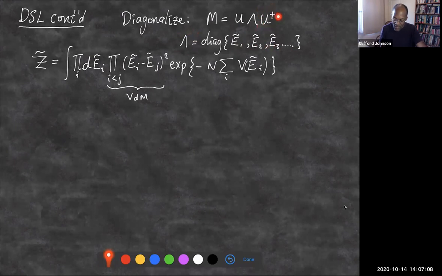And the unitary part of the model essentially factorizes out, and you just have a model of the dynamics of the eigenvalues. The Jacobian for doing that change of variables turns into something called the Vandermonde determinant. And then you have essentially just that trace of V of M turns into a sum of the V of the eigenvalues in that way.